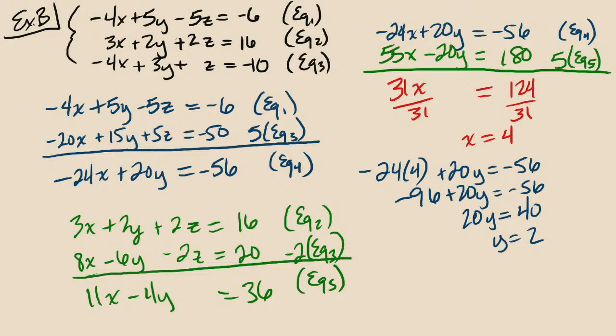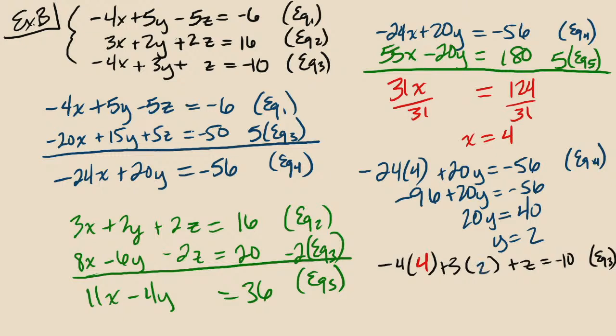I'm going to use equation 3. This was equation 4, by the way. I forgot to label it. Now I'm plugging into equation 3. I get negative 4 times x plus 3 times y plus z, which is what I'm looking for, equals negative 10. Plugging in x, that's 4. Plugging in y, that's 2. And so I get negative 16 plus 6 plus z equals negative 10. Negative 16 plus 6 is negative 10. Adding 10 to both sides yields z equals 10.